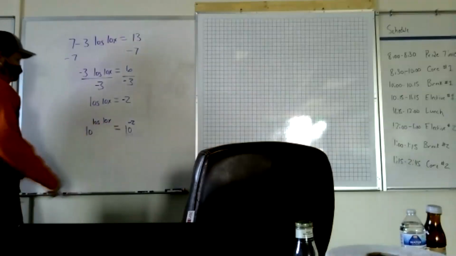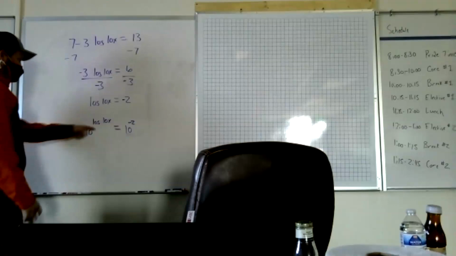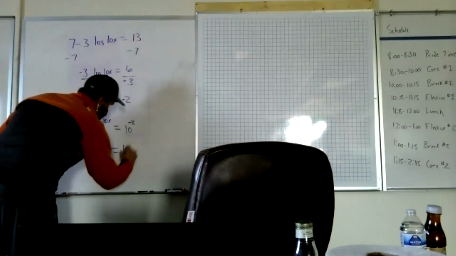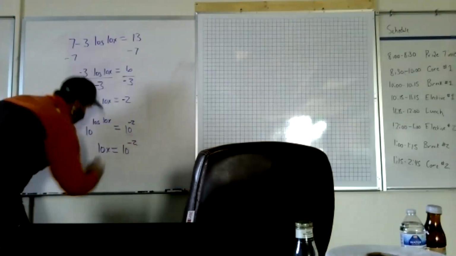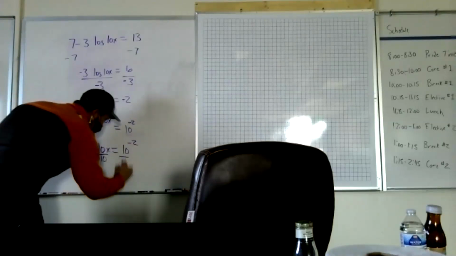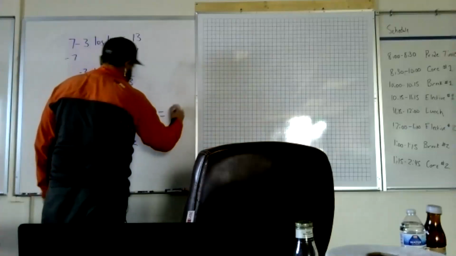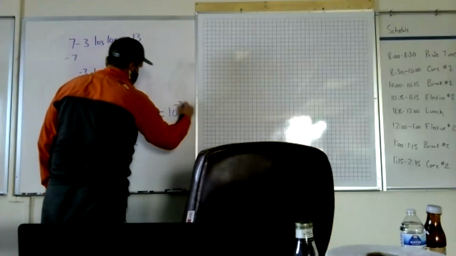Power to power drops because I exponentiated. My inverse property here leaves me with 10x is equal to 10 to the negative second. And then when I divide by 10 again, I'm left with x is equal to 10 to the negative third.